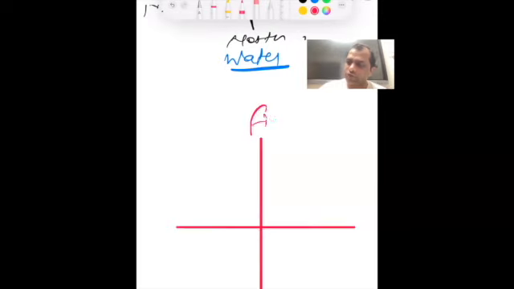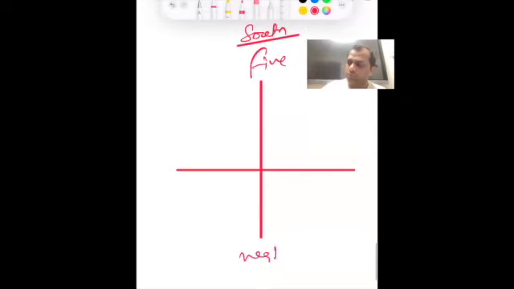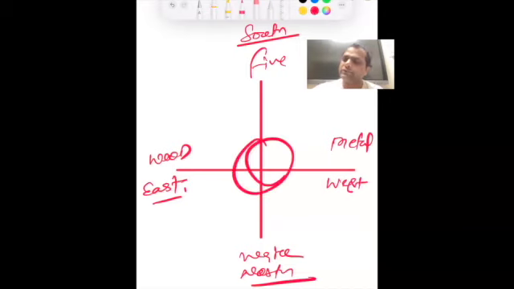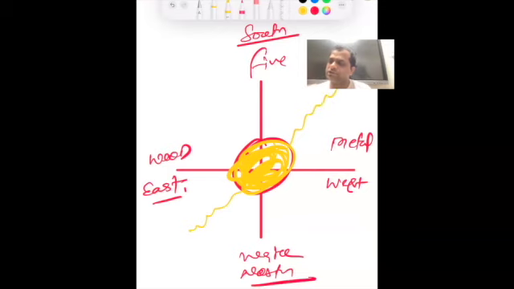this is the fire. Fire means south. This is the water. Water means north. This is the wood. The meaning of wood will be east. This is the metal. The meaning of metal will be west. And where is earth? Earth will be in the center, and earth is making an axis like this. This is the axis of the earth.